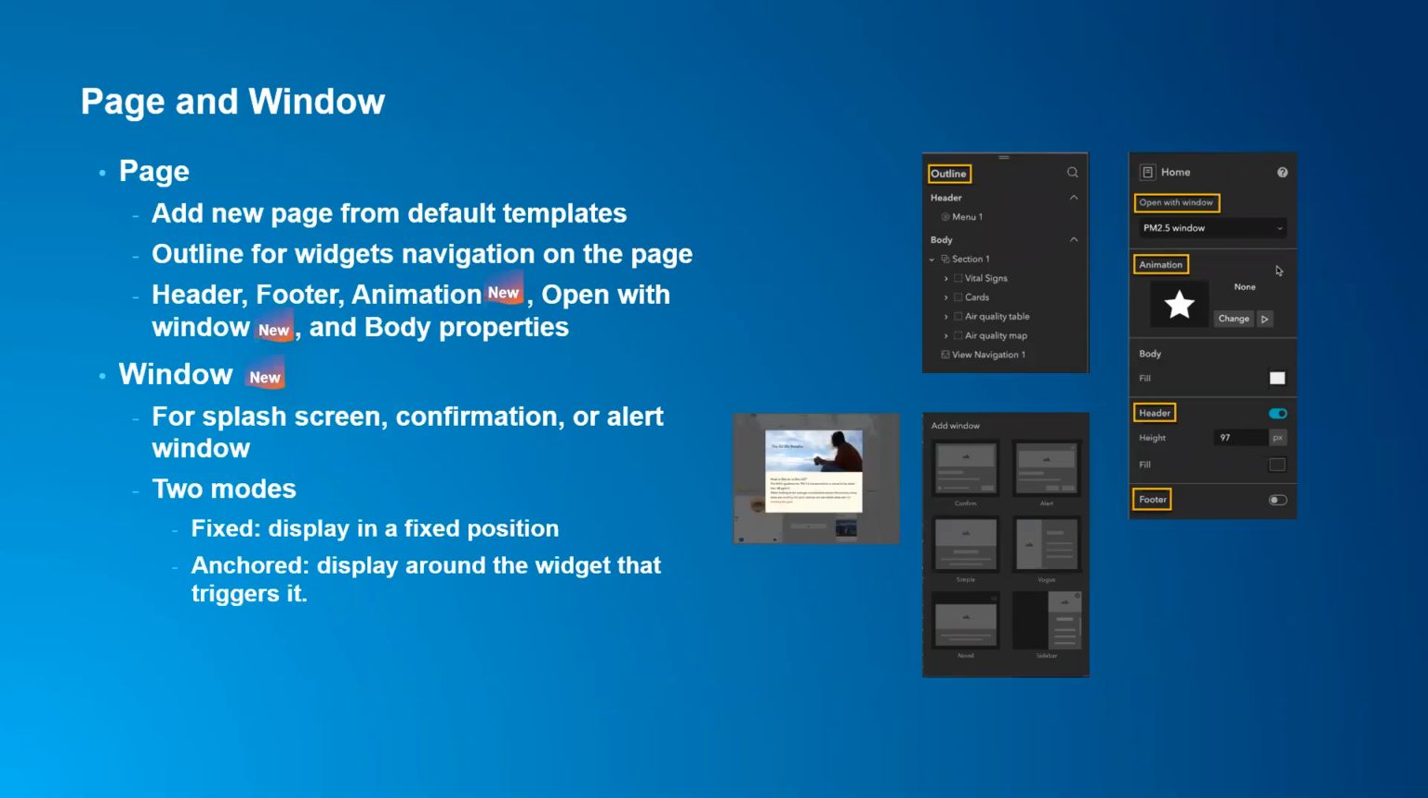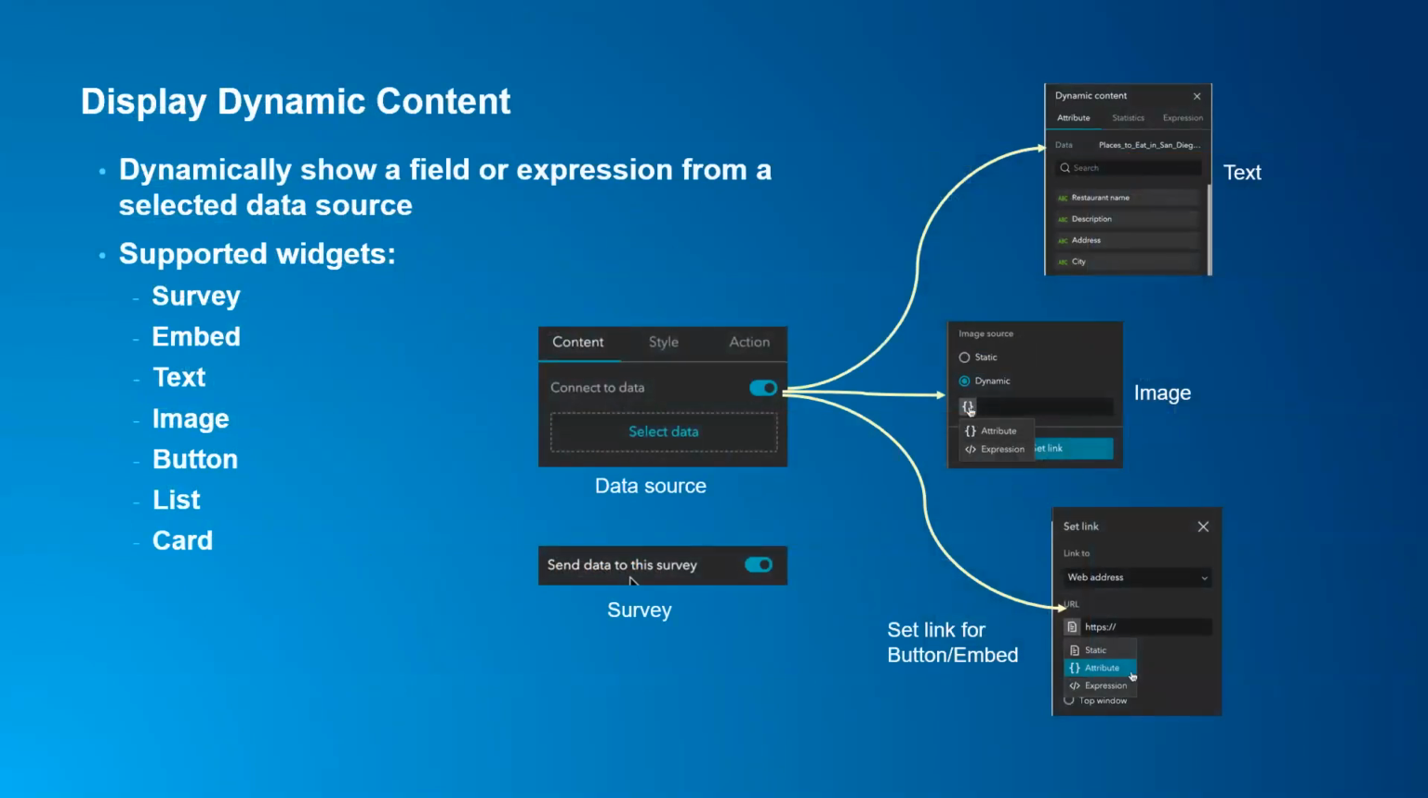As I mentioned, you can have multiple pages, each with a different kind of template in it. And we also have this idea of windows, like a splash screen or a confirmation or alert window. And you can pop those up at any time. You've seen me use dynamic content, the idea of the image in that list came from an attribute that was a URL, for instance. So that's an example of that as well.